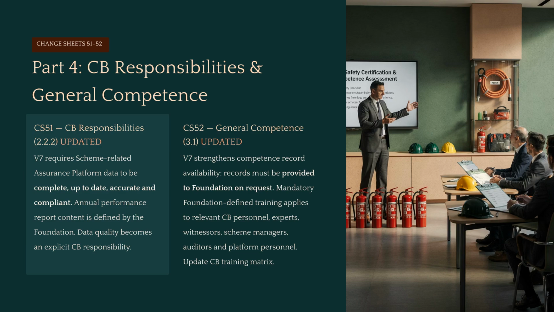Now look at the competence change. Version 6 required competence processes and records. Version 7 strengthens this by saying that training and competence review records must be maintained and provided to the foundation on request. So for a CB, having competent people is not enough. The CB must also be able to show evidence quickly when the foundation asks for it.